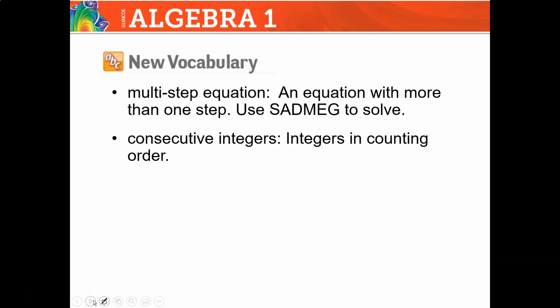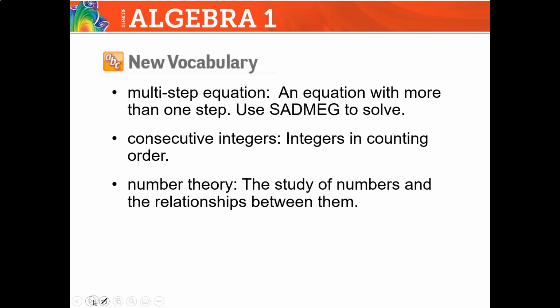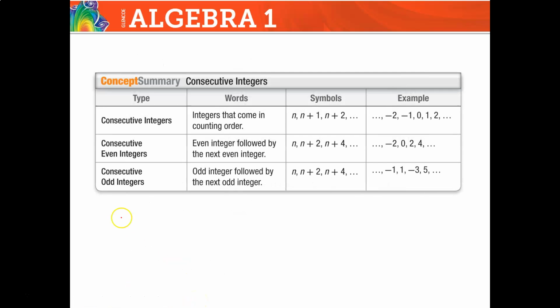So we already said what a multi-step equation is. Consecutive integers are integers in counting order. And then number theory is the study of numbers. So consecutive integers are in counting order, like we have n, n plus 1, n plus 2. If they say consecutive even integers, it would be like n plus 2, then n plus 4, then n plus 6.